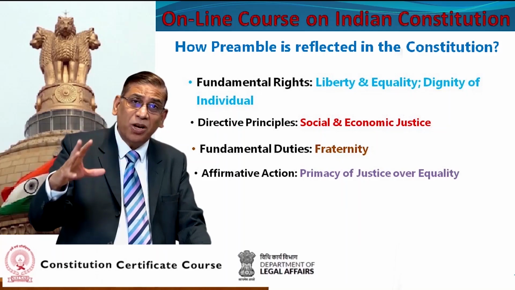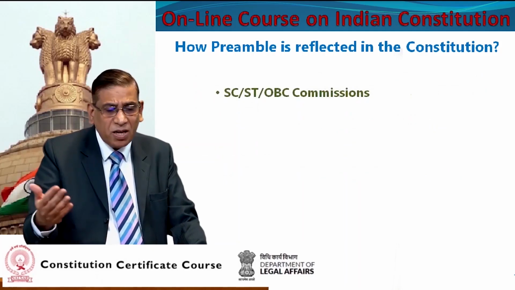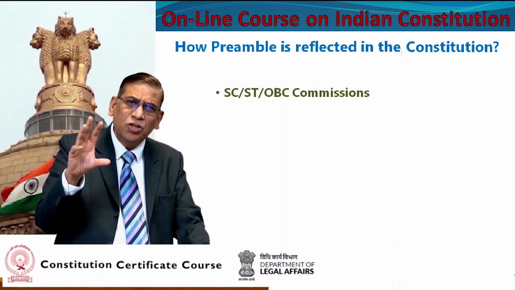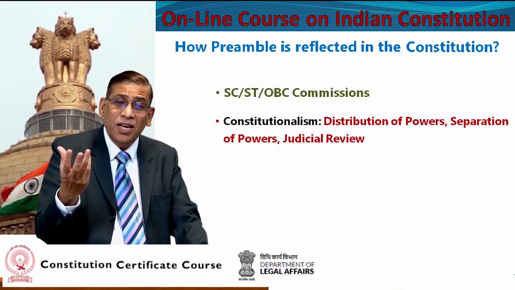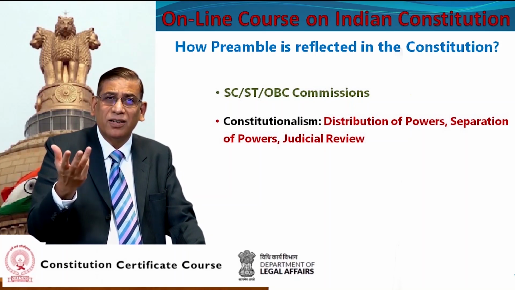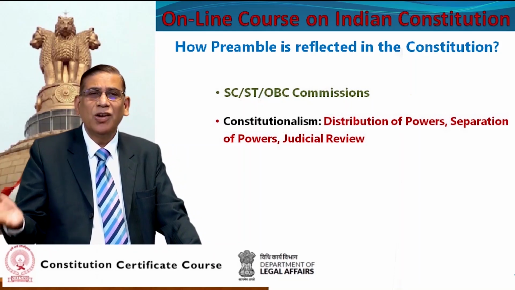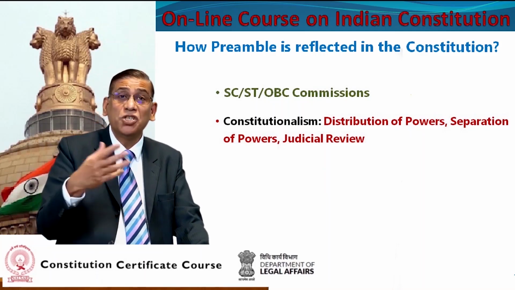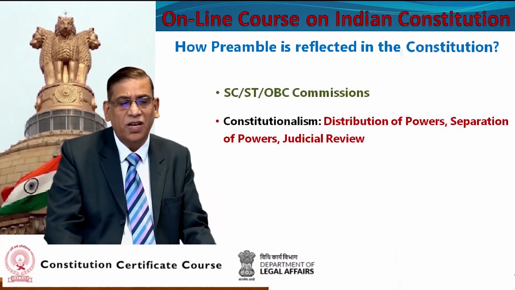And to see that these reservation policies are properly implemented and monitored, we have scheduled caste, we have scheduled tribe, we have OBC commissions. And finally, the central goal of any constitution or any preamble is to have constitutionalism. Constitutionalism is an idea of limited government. There should not be any concentration of power in anybody's hands. So you have distribution of power between center and state. You have separation of powers between legislature, executive, and judiciary. You have power of judicial review to see that all organs of the state are operating within their allotted spheres.